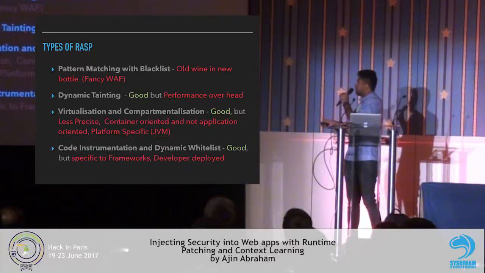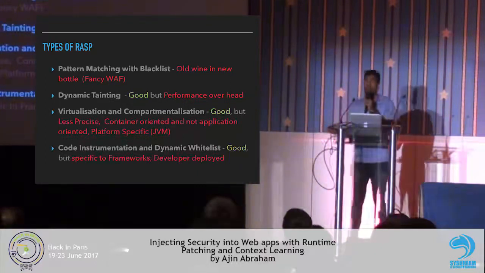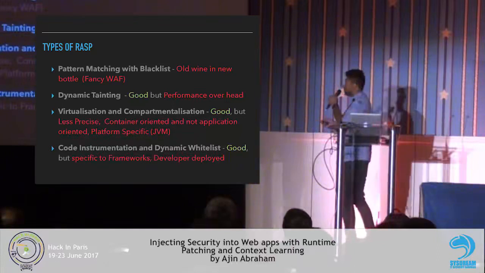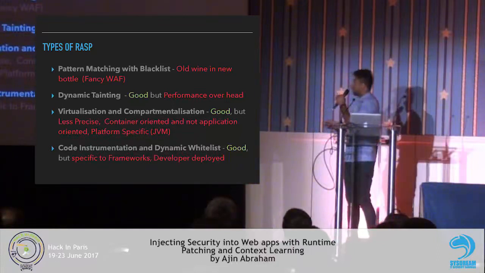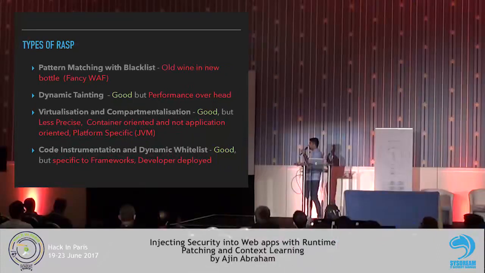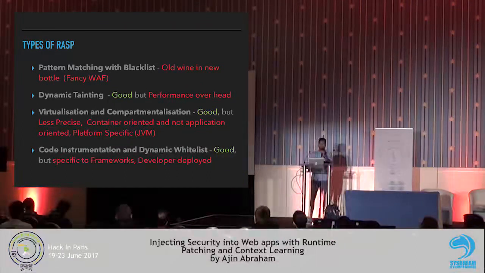Then you have dynamic tainting, which is a good methodology, but I haven't really seen it being used in a lot of them, maybe because of the performance impact that will add up. Then there is the one by virtualization and compartmentalization. It's a bit less precise, and it's very specific to certain languages or certain frameworks. Currently, the one that I've seen is for JVM.